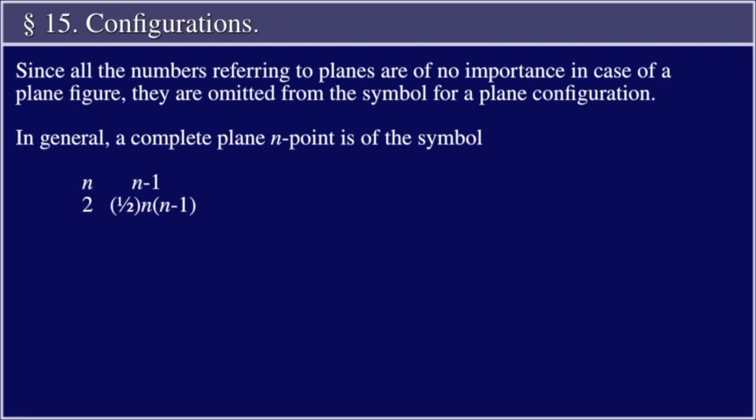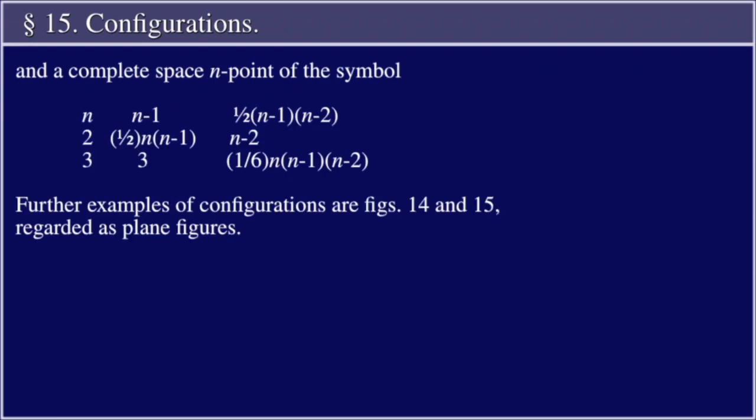In general, a complete plane n-point has the symbol, a 2x2 matrix, columns n, 2, n minus 1, 1/2 times n times n minus 1. And a complete space n-point has the symbol, a 3x3 matrix, columns n, 2, 3, n minus 1, 1/2 n times n minus 1, 3, 1/2 n minus 1, n minus 2, n minus 2, 1/6 n times n minus 1 times n minus 2.